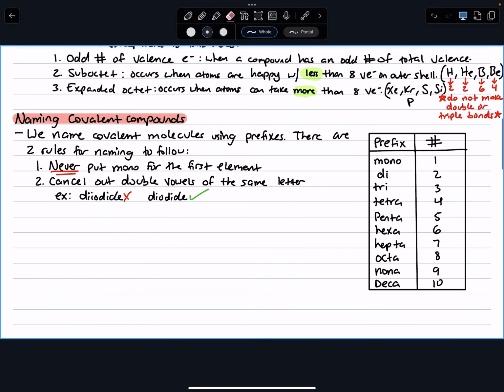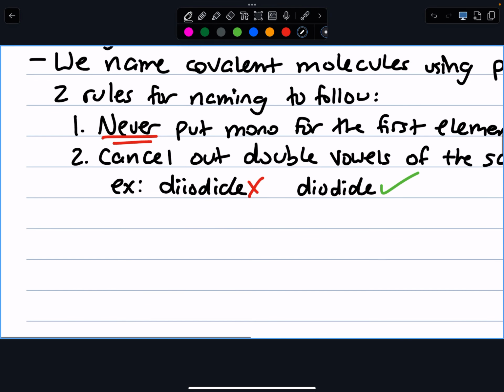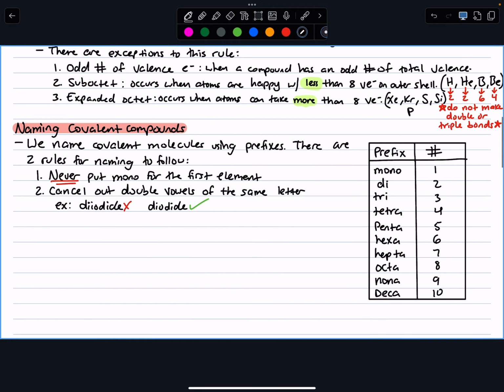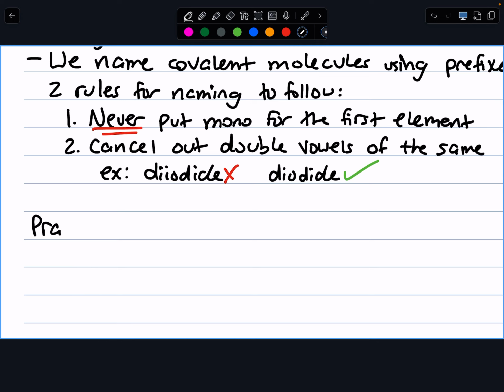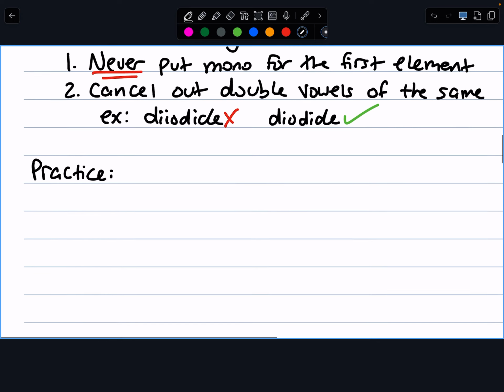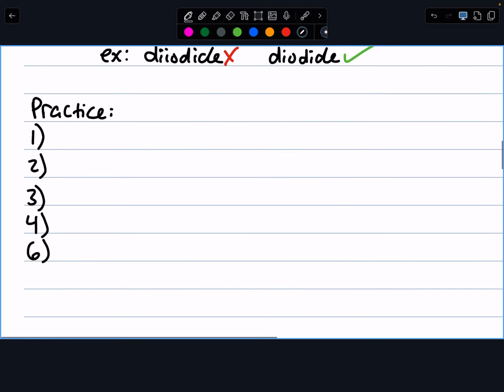Two rules. So then let's do some practice. Okay, I'm gonna just put a bunch of random examples. There's not much explaining for this one. It's just memorizing the chart. So I'll do 3 names and then 3 formulas. And I'm just gonna make up all of these words. I don't even know if they exist or not. I'm just making it up.